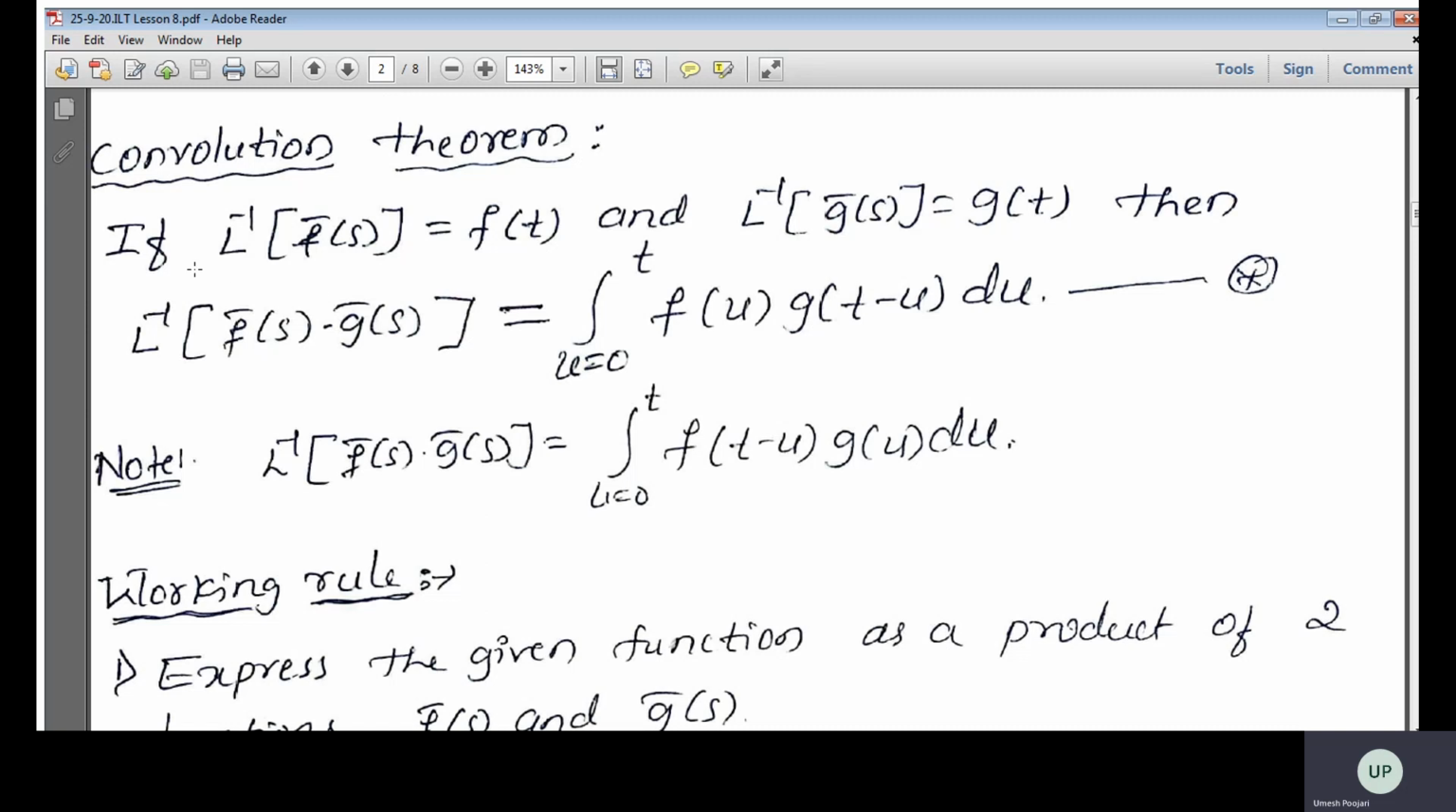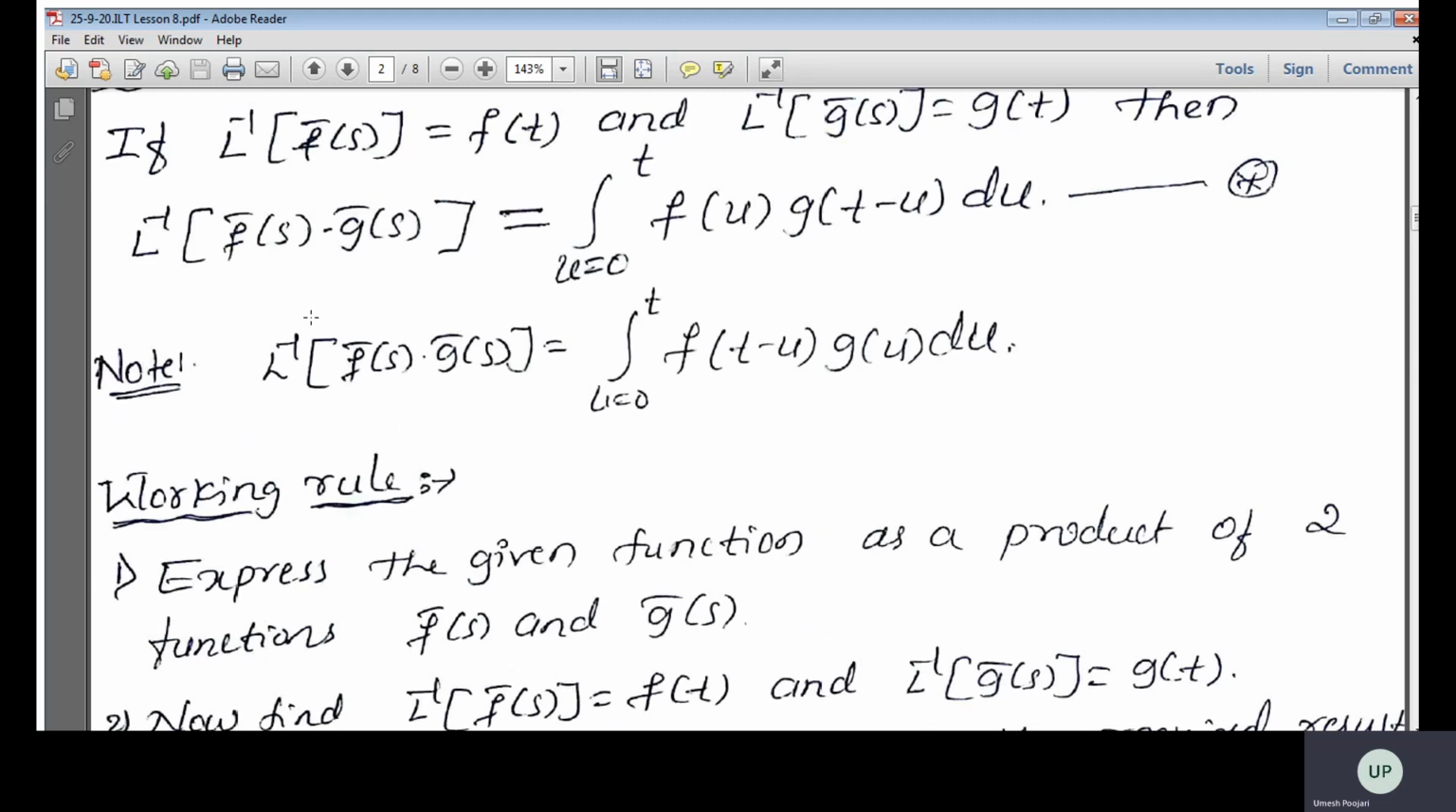Similarly, the convolution theorem is given like this: if L inverse of f bar of s equals f of t and L inverse of g bar of s equals g of t, then L inverse of f bar of s into g bar of s equals the integration of f of u into g of t minus u du from 0 to t, where the lower limit is for the integral and the upper limit is for the variable t. Or the same formula can also be written as the integration of f of t minus u into g of u du from 0 to t.